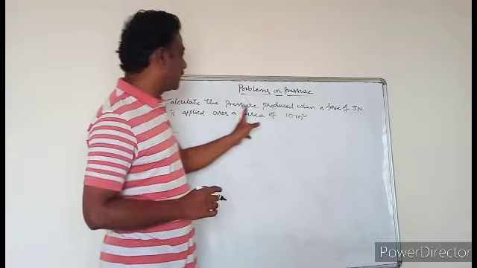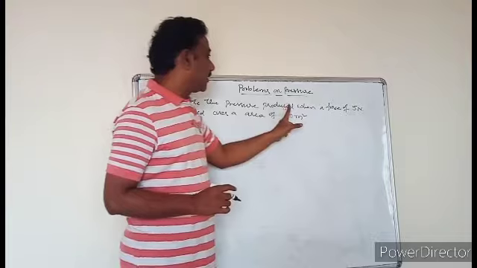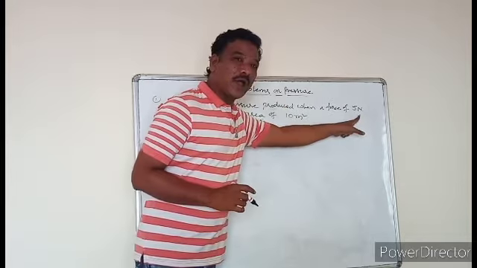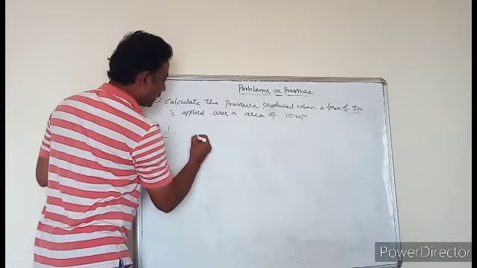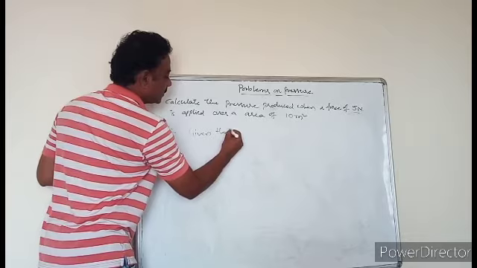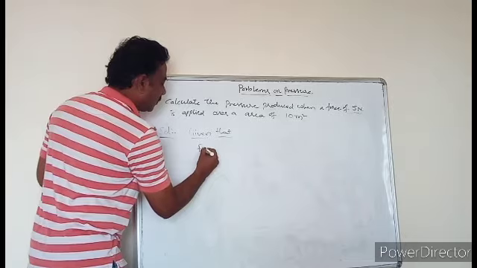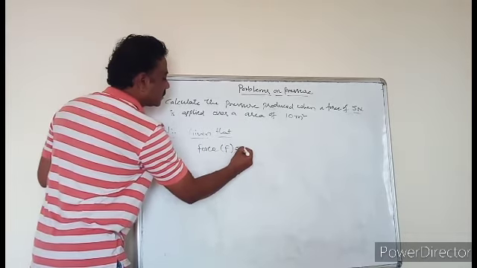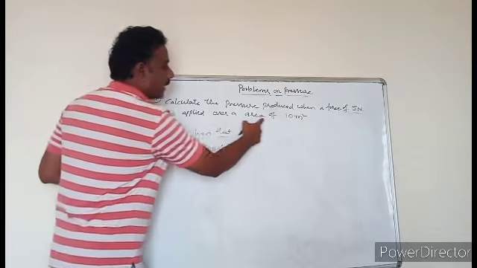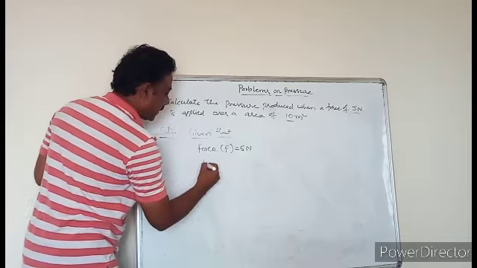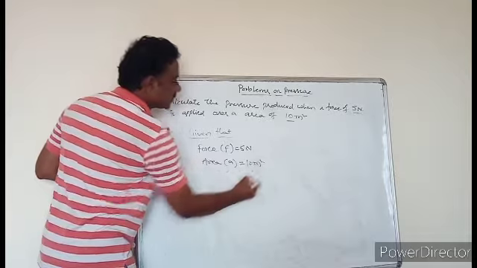Now let us see here. Calculate the pressure: pressure we have to calculate. Produced when a force of 5 newtons. That means they have given the force value, so first we have to write the given data. Given that force F is equal to 5 newtons. Next, applied over an area of 10 square meters. That means they have given the area also. Area A is equal to 10 square meters.